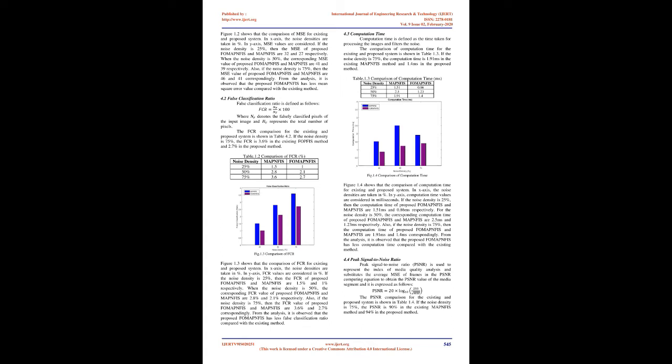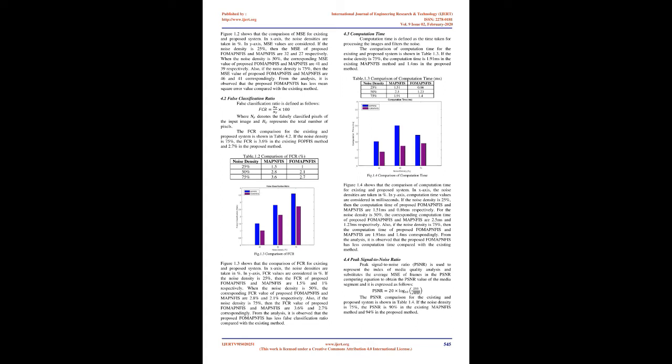So, the MSE computation is performed 3 times, 1 for each color band, and the 3 resulting MSE values are averaged to acquire the particular MSE value for the image. The MSE comparison for the existing and proposed system is shown in Table 1.1. If the noise density is 75%, the MSE is 46 in the existing MAPNFIs method and 41 in the proposed method. Figure 1.2 shows the comparison of MSE for existing and proposed system.